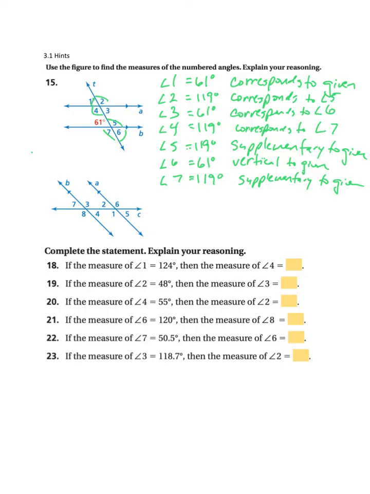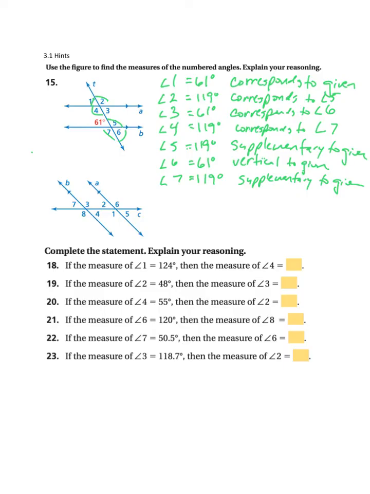So you might need to do the same thing for 16 and 17. Don't necessarily try to do them in order, but find the angles that you can figure out in relationship to the given angle, and then see if you can find the other ones using some relationships between the angles that you already have figured out and the ones that you're looking for.